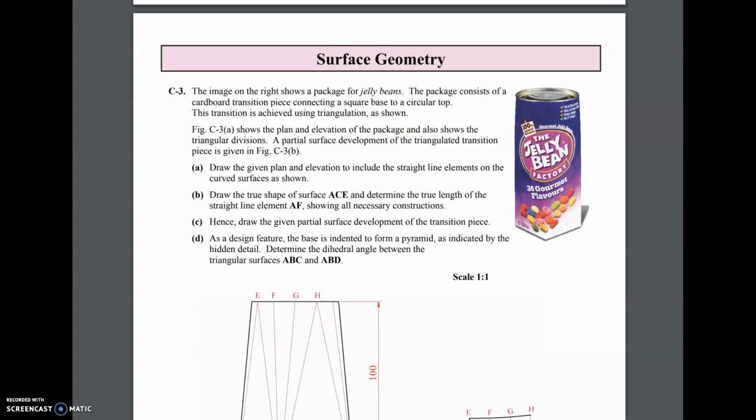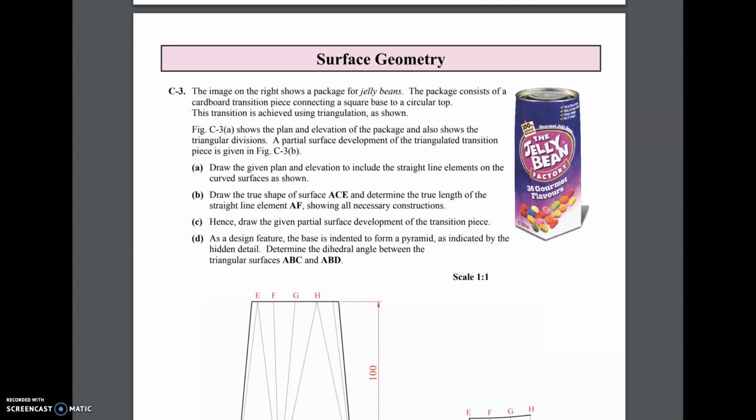Figure C3a shows the plan and elevation of the package and also shows the triangular division. A partial surface development of the triangulated transition piece is given in figure C3b. We'll have a look at those in a minute. What we're asked to do is to draw the given plan and elevation to include a straight line element on the curved surface as shown.